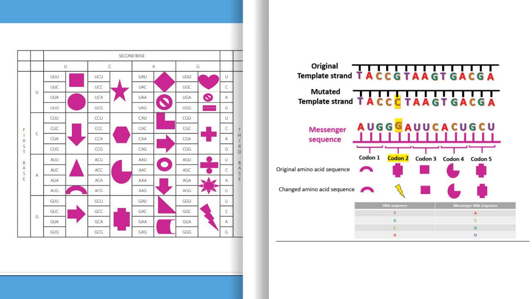This causes a change in the messenger RNA sequence and results in a change in the codon. The new codon sequence codes for a lightning symbol. A change like this, which changes the amino acid sequence, will likely influence a protein's function.